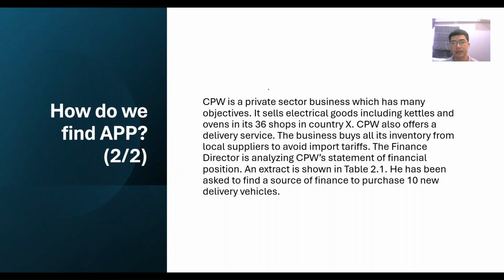So I'll show you the answer. I would say private sector, many objectives, electrical goods, including kettles and ovens, 36 shops, delivery service, local suppliers to avoid import tariffs, I would say 6. What else do we have? Find a source of finance, 7. 10 new delivery vehicles, I would say 8. Okay, did you get a similar answer? Check.